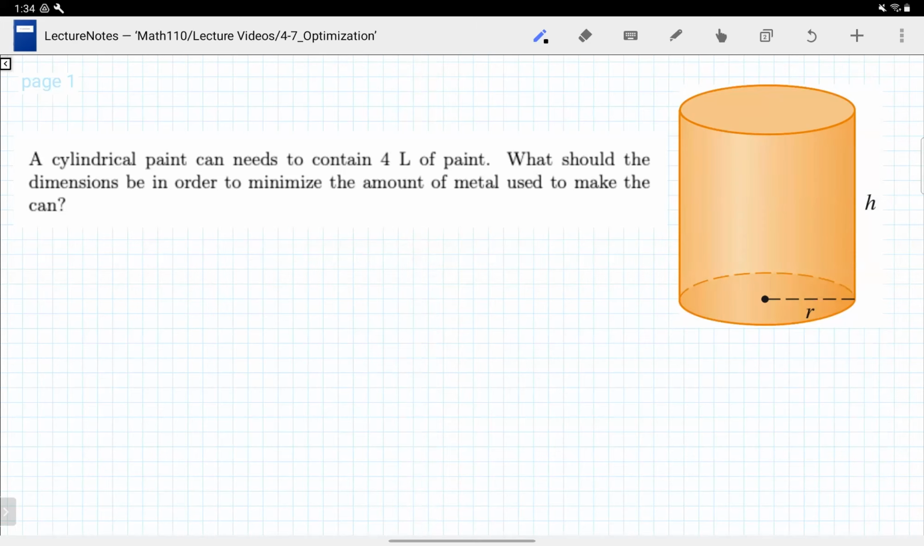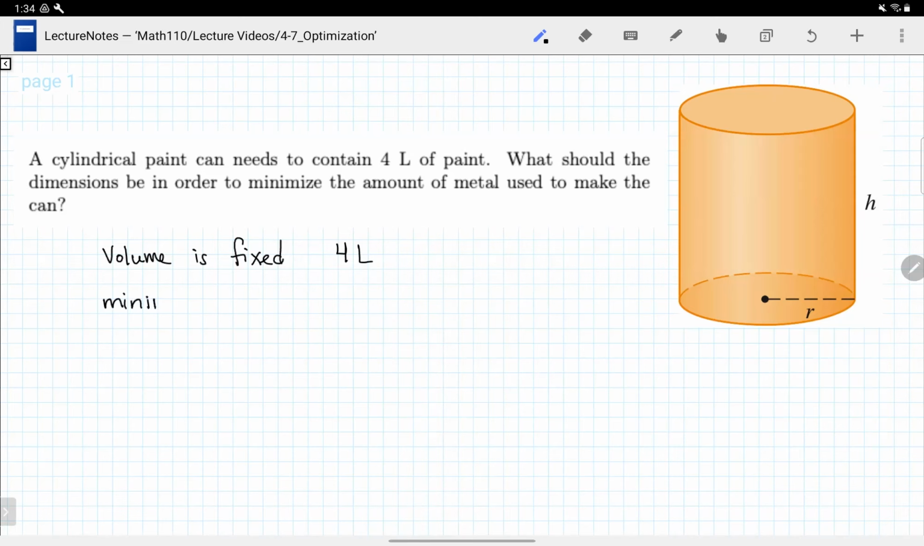All right, we're going to take a look at this optimization problem where we have a cylindrical paint can that needs to contain 4 liters of paint. And we need to know what dimensions we should use in order to minimize the amount of metal used in the making of the can. So what we're doing is we have the volume has to be fixed at 4 liters.